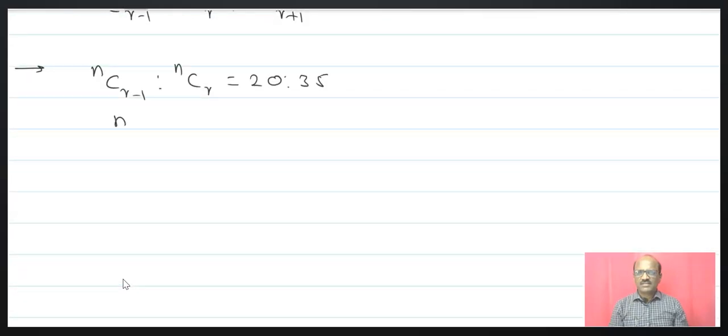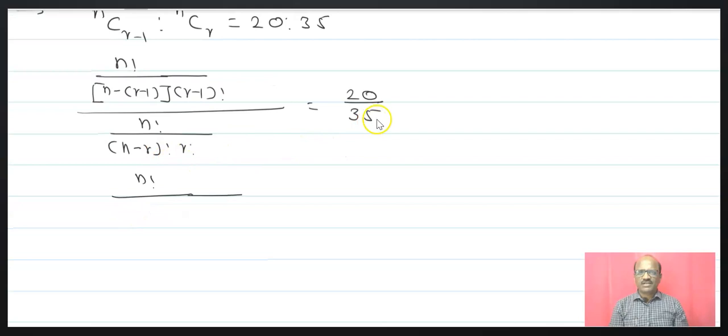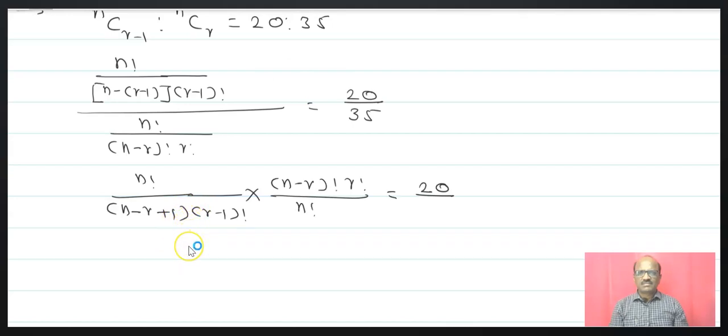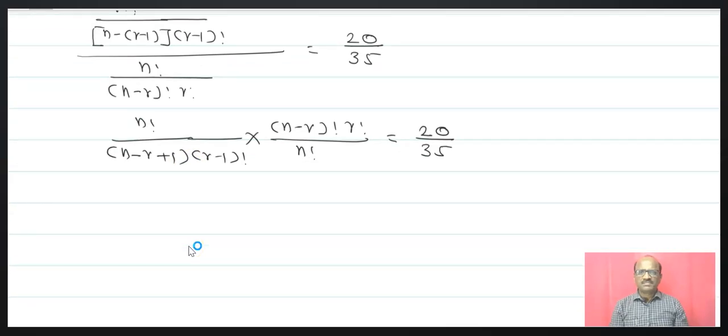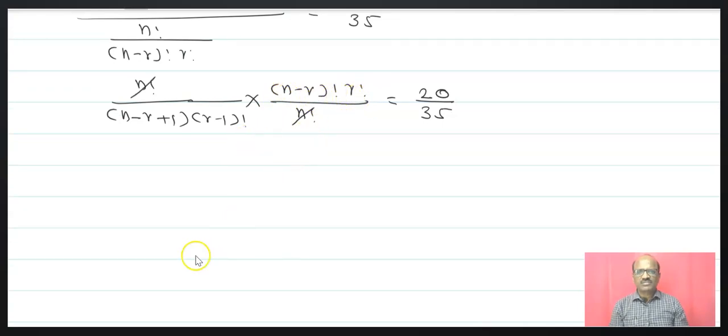Therefore you will get n factorial upon (n minus r) factorial into r factorial. The factorial sign must be there; I forgot to write it here, but there is a factorial notation. Now evaluate this. Now this goes to multiplied and reciprocal, (n minus r) factorial into r factorial. Now these two terms get cancelled.